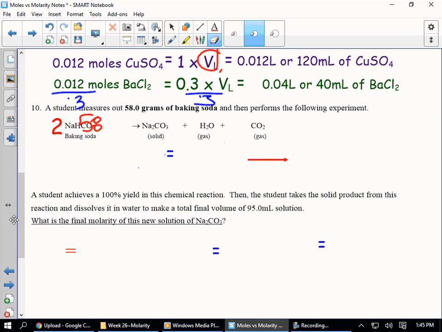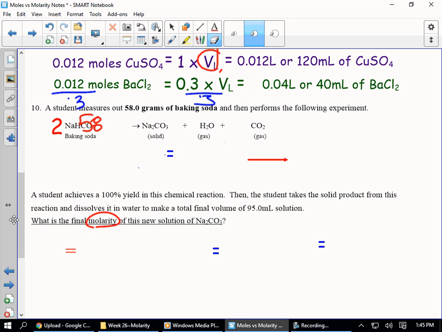So if I'm starting with 58 grams of baking soda, then performs the following experiment. The student achieves 100% yield in this chemical reaction. The student then takes the solid product from the reaction and dissolves it in water to make a total final volume of 95 milliliters of solution. What is the final molarity of this new solution?